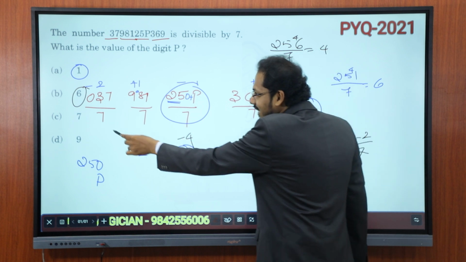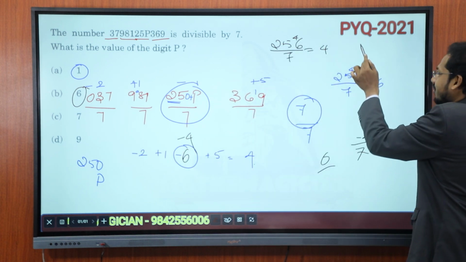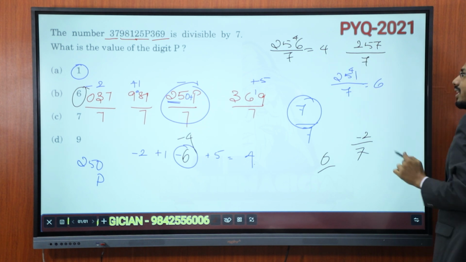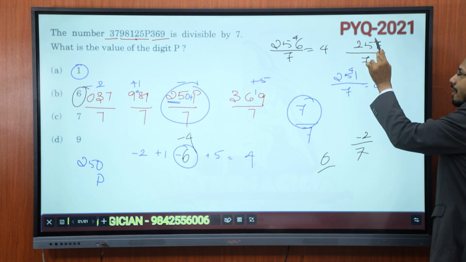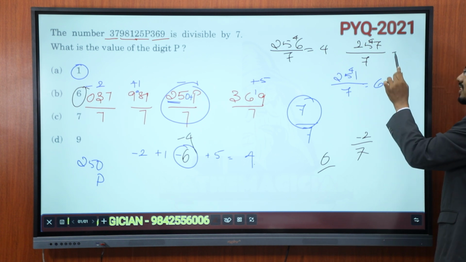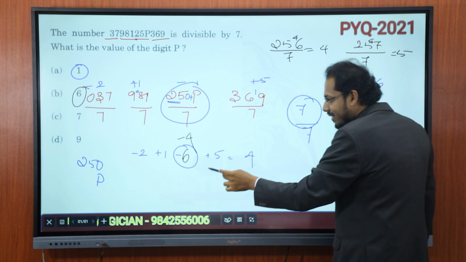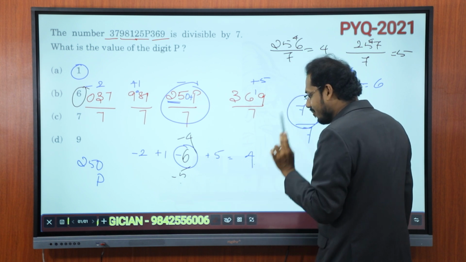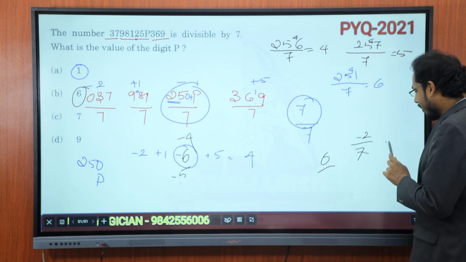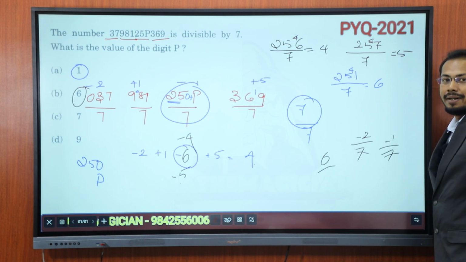Now look at this 7. If I write 257 divided by 7, what will happen? 25, 21, remainder 4, 47, 42, up to 42 we will get. Remainder is 5, right? If I write 5 here, minus 5 plus 4, what will happen? You will get minus 1. Minus 1 divided by 7 is not divisible, right?